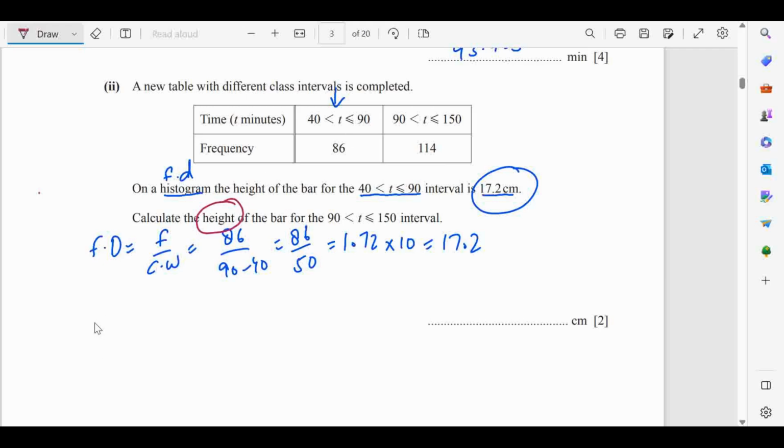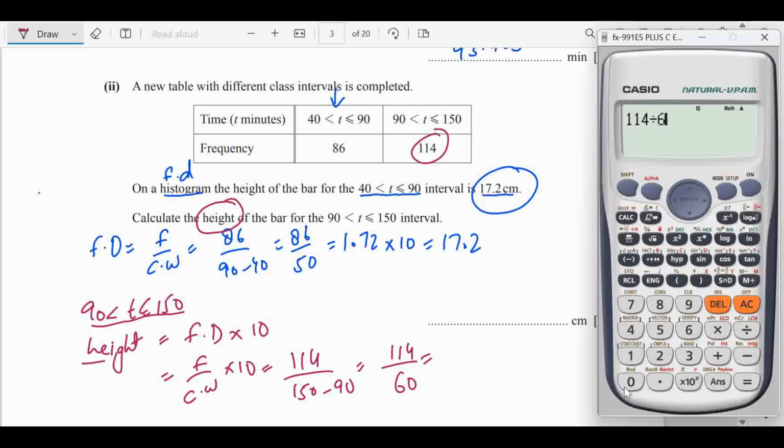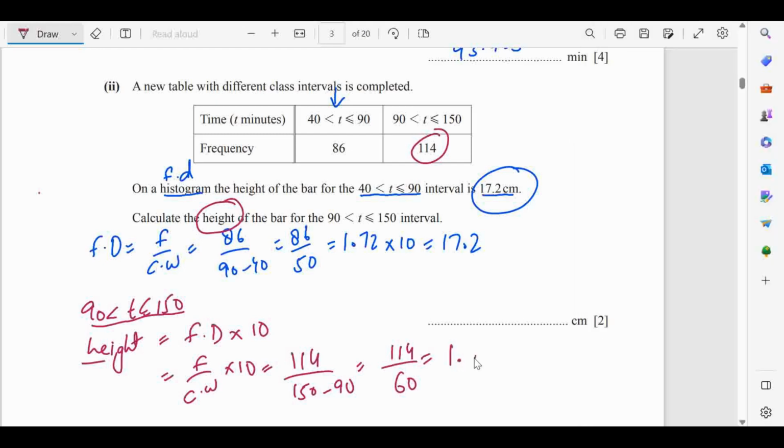Now for the calculation of the height for 90 to 150, the height will be equal to frequency density multiplied by 10. Frequency density is frequency divided by class width, multiplied by 10. Now the frequency for the second one is 114 and the class width is 150 minus 90. So 114 divided by 60 will be equal to 1.9. So 1.9 will be the final answer, the height of the next interval.